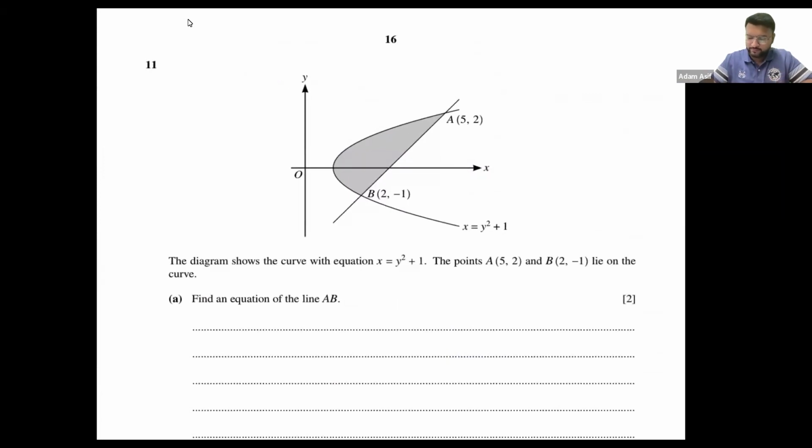ऑलराइट. The diagram shows the curve with the equation x equals to y square plus 1. The point A and B lie on the curve. Find an equation of the line AB. AB की equation find करनी. ठीक है? Easy. First find the gradient. y2 minus y1 upon x2 minus x1.